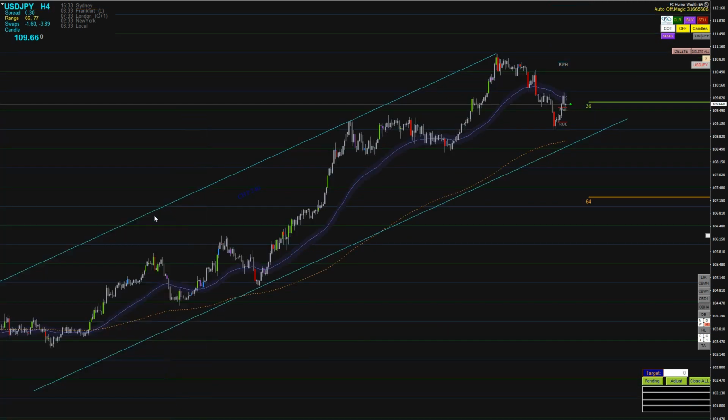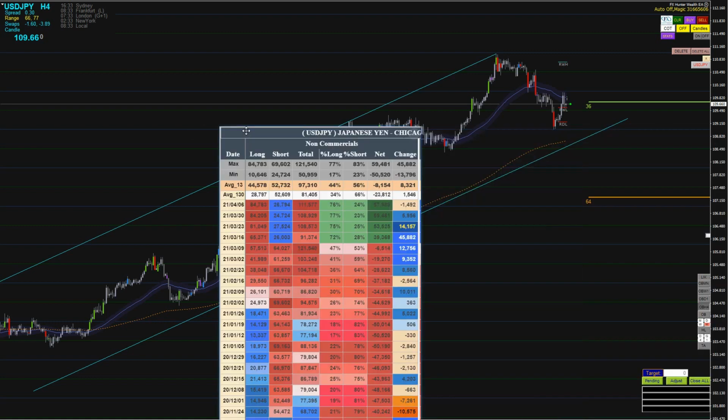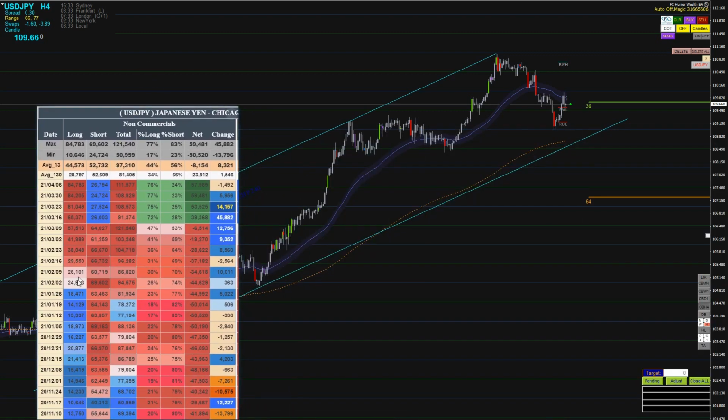Similar case is on the USDJPY. What's happening in here? It turned into a very bullish market, and we can see how the longs have grown into this extreme, right?